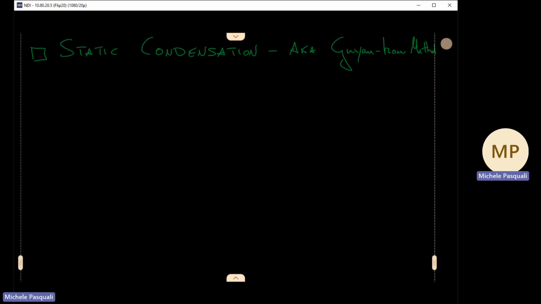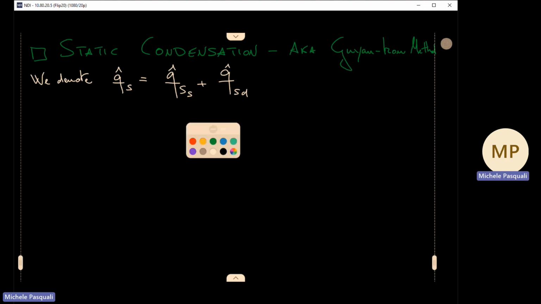What we do is the following. We denote Q slave as two parts, the static and the dynamic. Okay? So this is the static part, and this is the dynamic part, of the slave nodes.